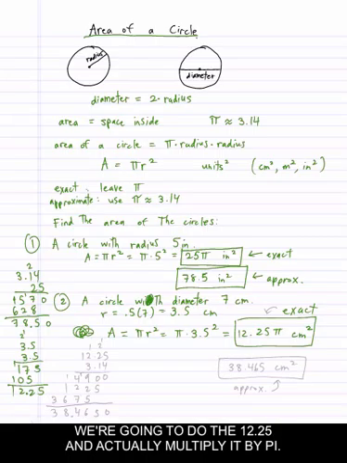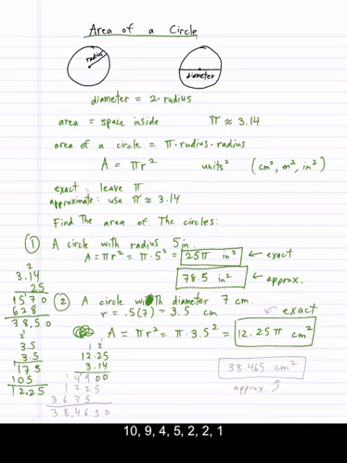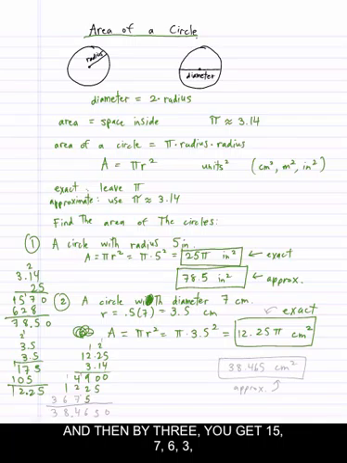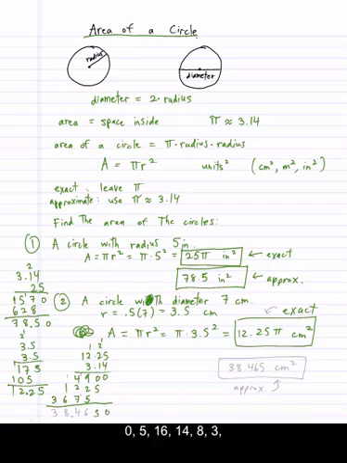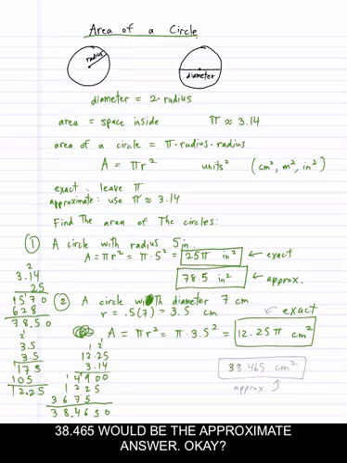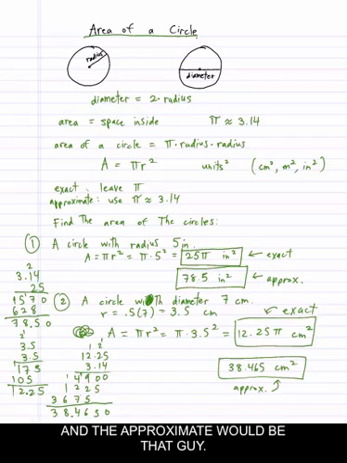Now to find the approximate answer, we're going to take 12.25 and actually multiply it by 3.14. Working through the multiplication, with 4 decimal places, we get 38.465 as the approximate answer. Okay, the exact would be this guy, and the approximate would be that guy.